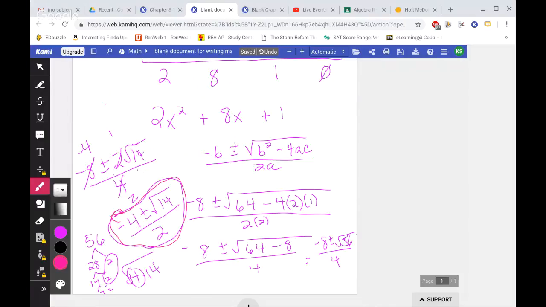-4 plus or minus the square root of 14 over 2. But y'all better show all that work. I mean, come on, guys. If you have all of that all over your paper, how good are you going to feel about yourself?